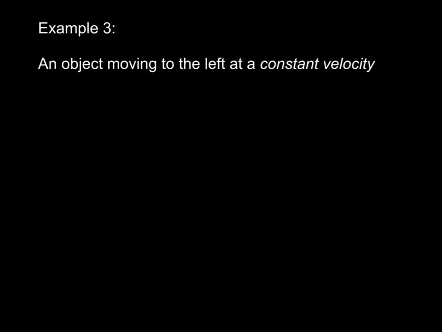Okay, last one. An object moving to the left at a constant velocity. Notice that constant velocity is in italics. That must mean it's important. Again, I don't know what our object is, so I'm just going to start with a box. We know that all of our forces start in the center, so we'll add a dot. We assume that this object is sitting on the ground because it doesn't tell us otherwise. And now we're ready to start putting in our forces.